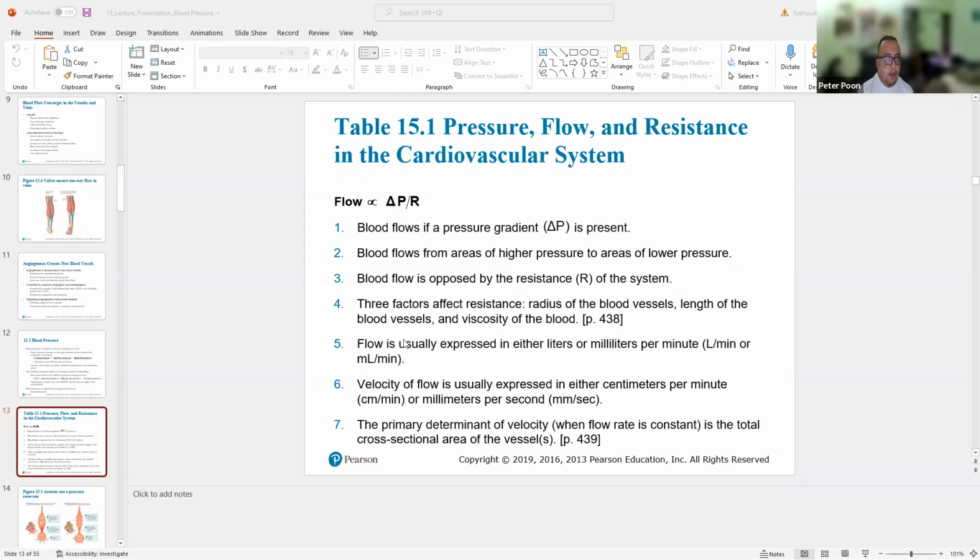The factors that affect resistance: the biggest one is the radius of the blood vessels, then the length of the blood vessels and the viscosity of the blood. The primary determinant of velocity is the total cross-sectional area of the blood vessels, so the radius of the blood vessels.